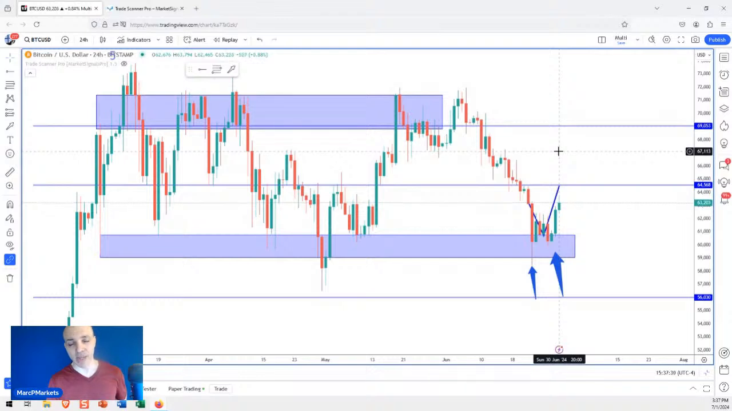That's a very common beginner mistake. That's something you want to avoid. So to avoid that, you need some kind of decision-making process, whether it's your own or someone else's that you learn. That is one of the points of the TradeScanner Pro as well. It simplifies the decision-making process.